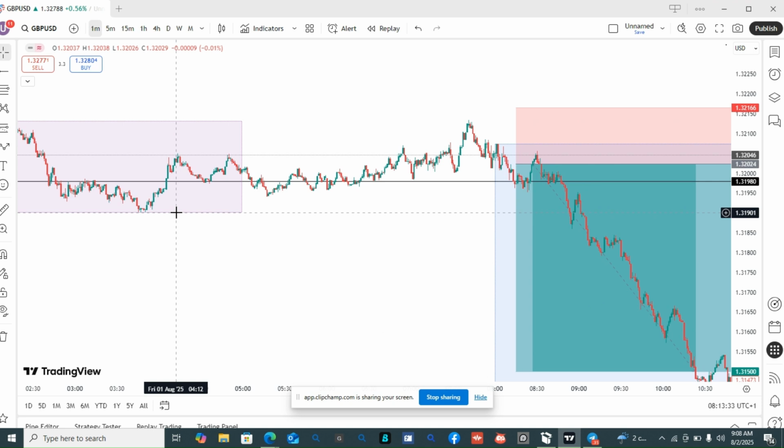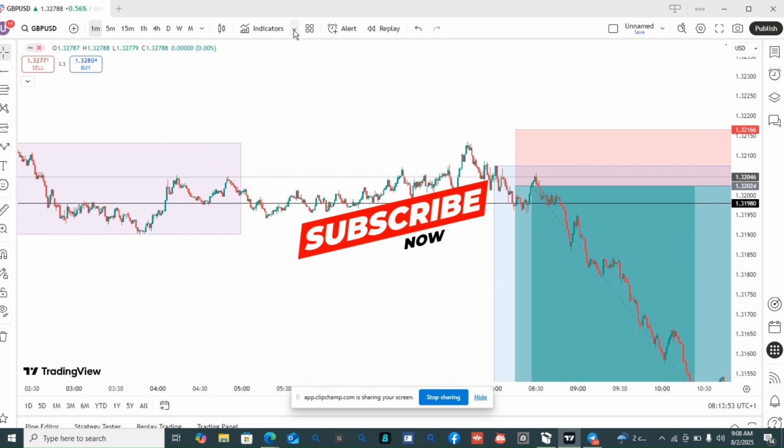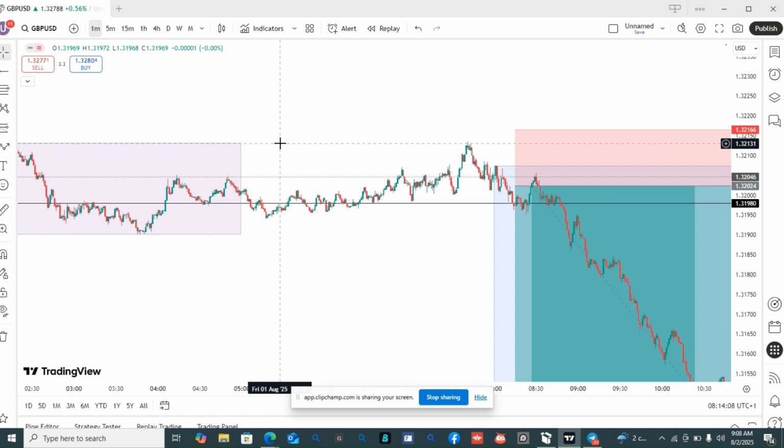And I told you, for the London session, you have to delineate your chart. I've taught this in my previous videos, how you can set up your session breakers using the London key zone. In my own case, I'm using Lux Algo. If you don't have it in your chart, come to the indicator here and you can see Sessions by Lux Algo. Once you click on it, you can set it up. I've done a video on this. If you don't know how to do it, drop a comment in the comment section. I will also link the video.